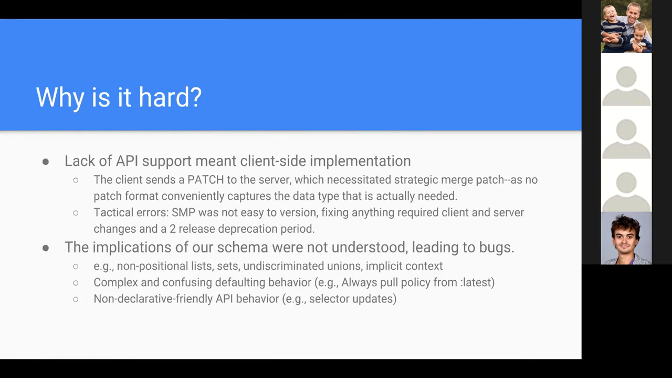From the beginning of this, the implications of our schema weren't well understood when we first started doing this. So the fact that we had non-positional list sets, undiscriminated unions, defaulting behavior, API behavior that wasn't friendly to declarative changes, this led to a lot of bugs, in addition to just the bugs of getting the diffing or merging wrong.